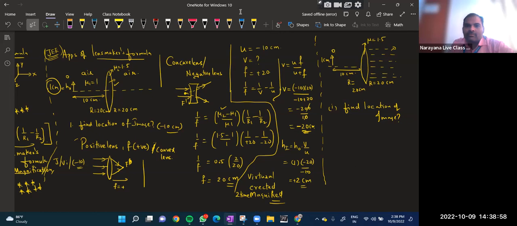R2 is negative, so I think it becomes positive. Yes, exactly. U is also negative. Yes, right, it becomes positive. 10 by 3, 0.5 by 20. Okay.